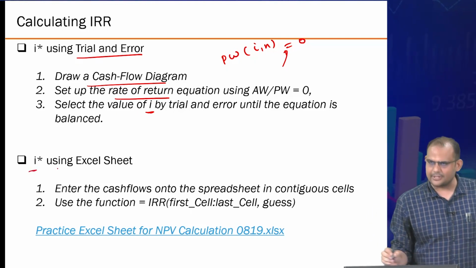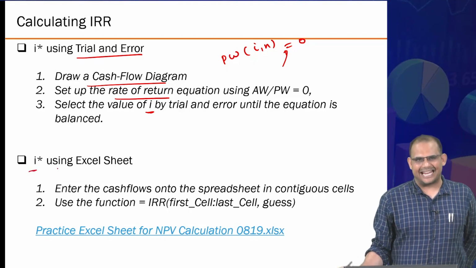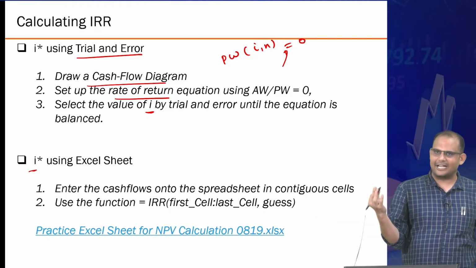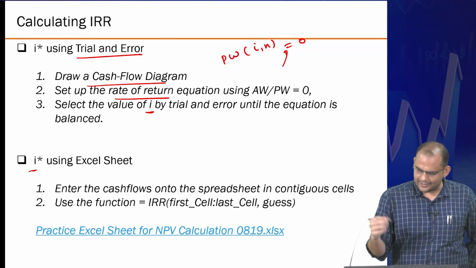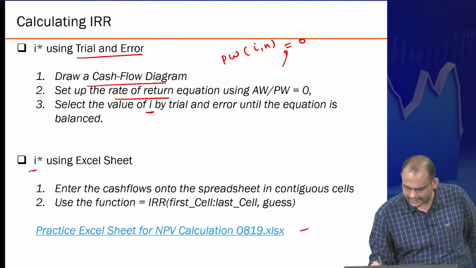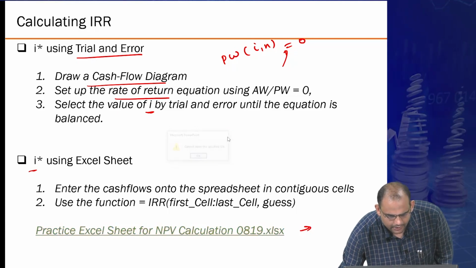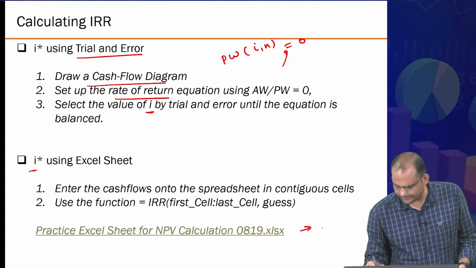You can also use an Excel sheet. Excel also does a trial and error. There is no way for it to solve such high order polynomials so easily. I'll show you if this sheet is openable. I'll send you this sheet, remind me, I will share.